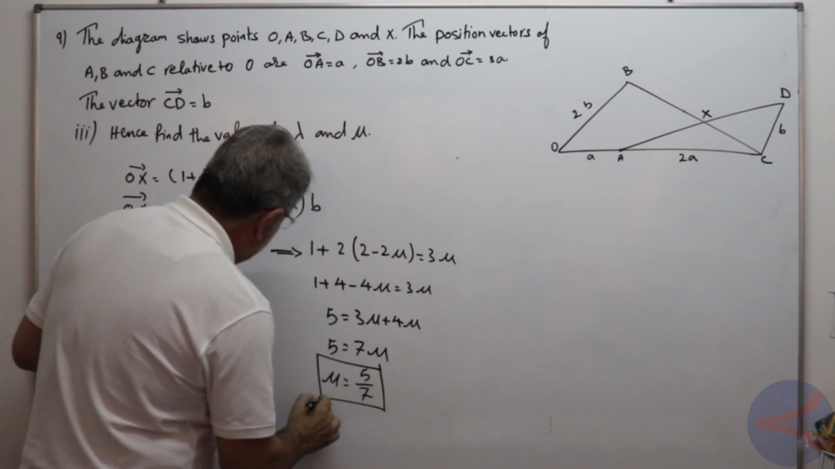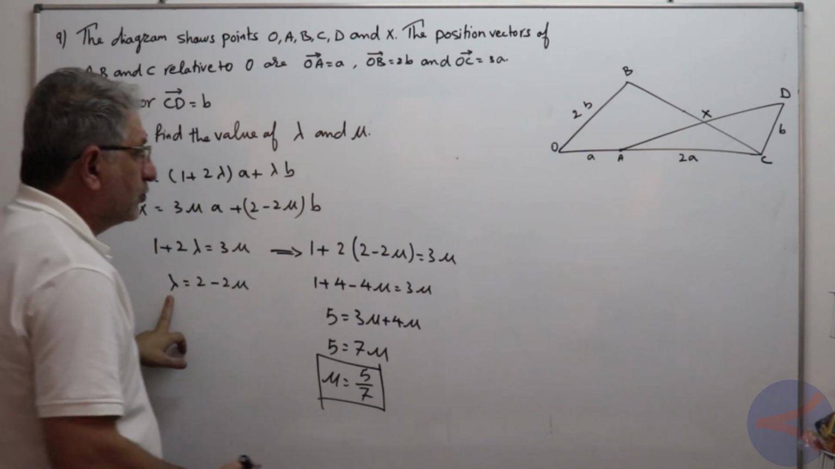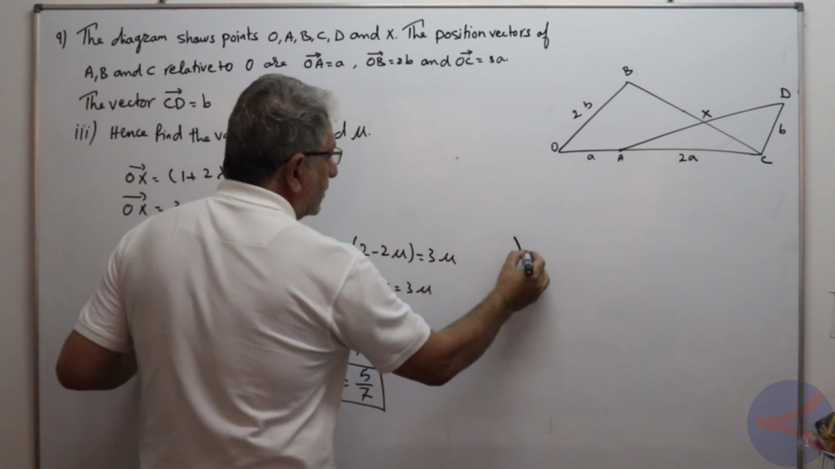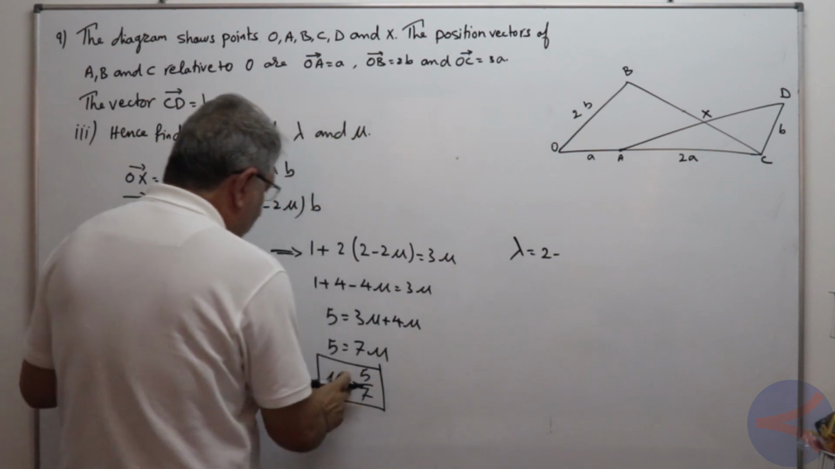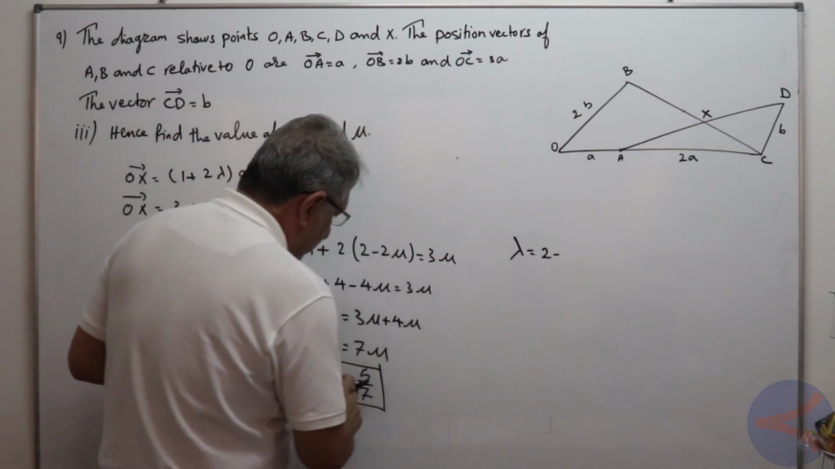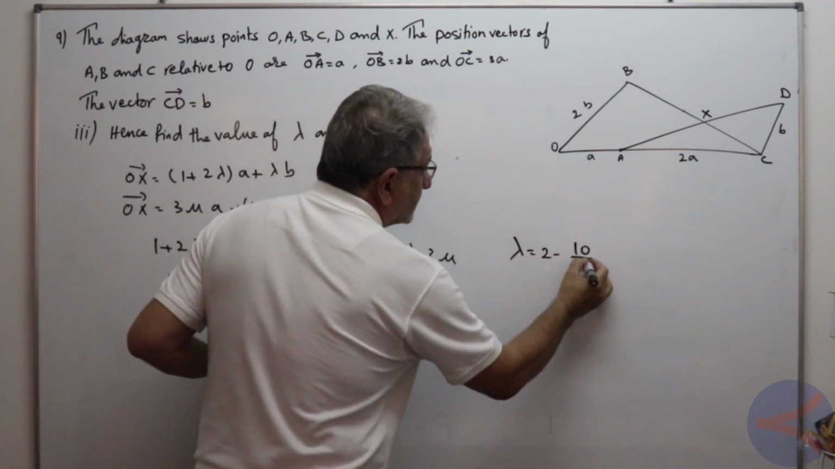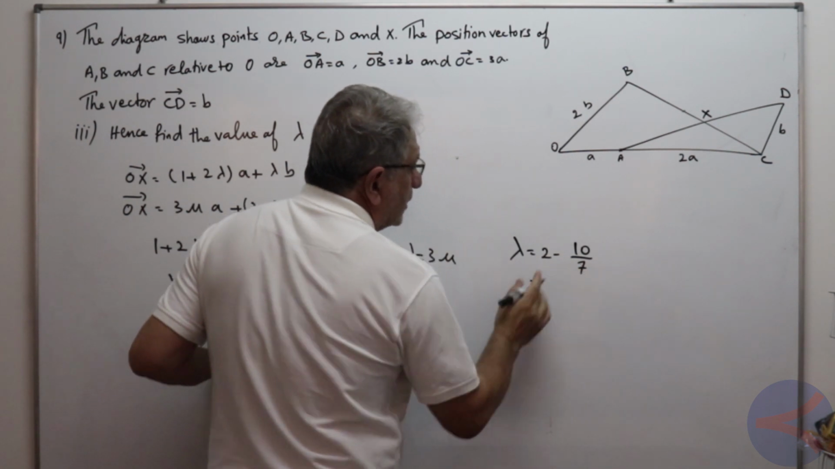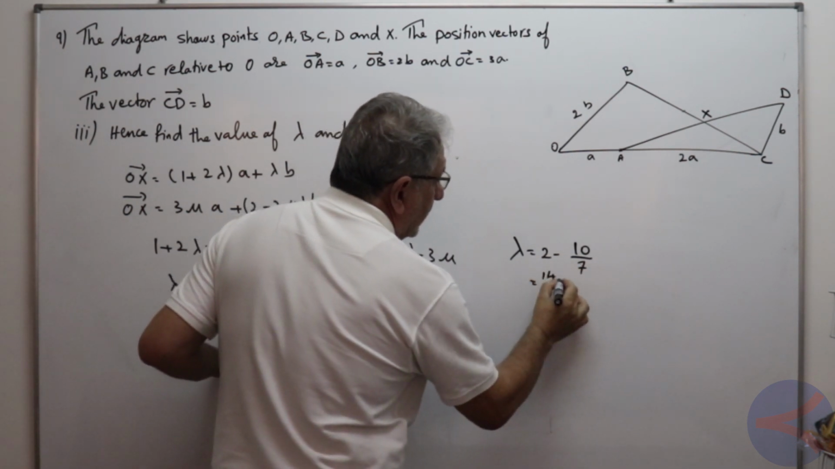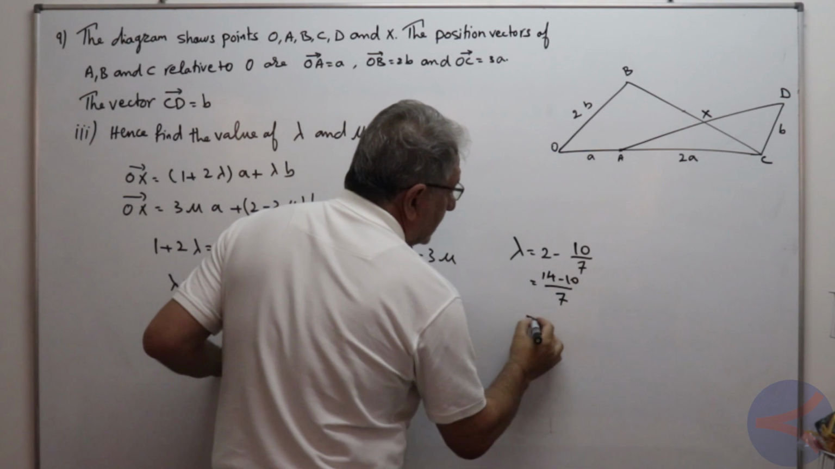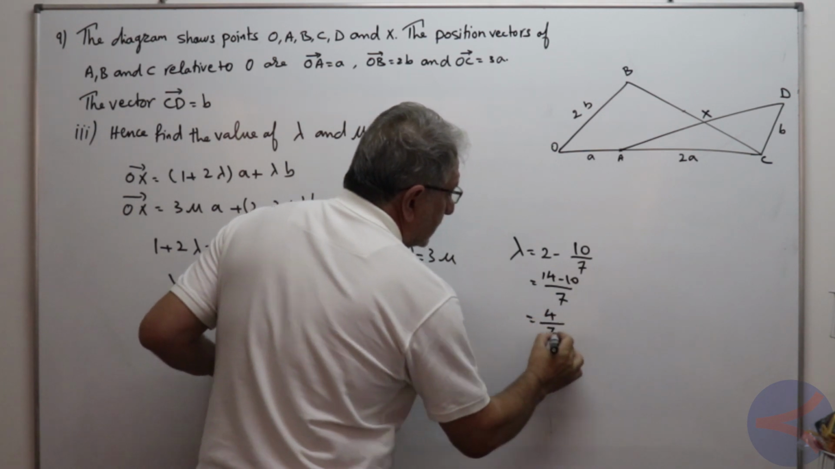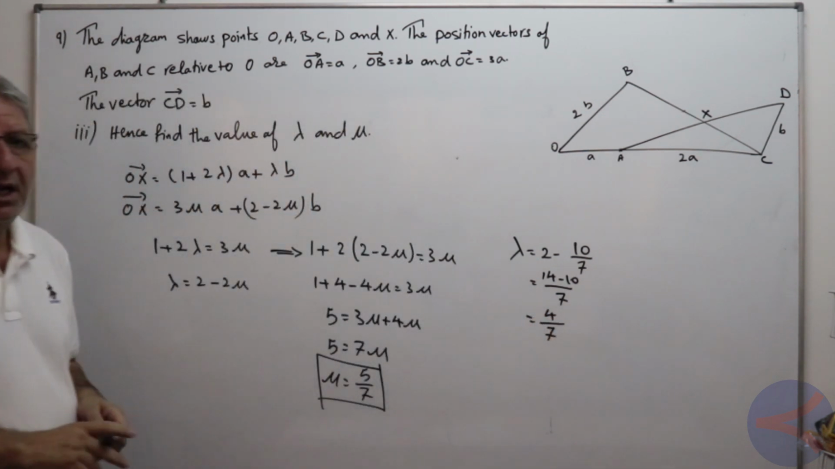So we got the value of mu, just substitute here, we are going to get the value of lambda. Lambda is equal to 2 minus 2 mu. Mu will be 2 times this, which will be 10 over 7. Take the common denominator, will be 14 minus 10 divided by 7, which is 4 over 7. Therefore, we got the values of lambda and mu.